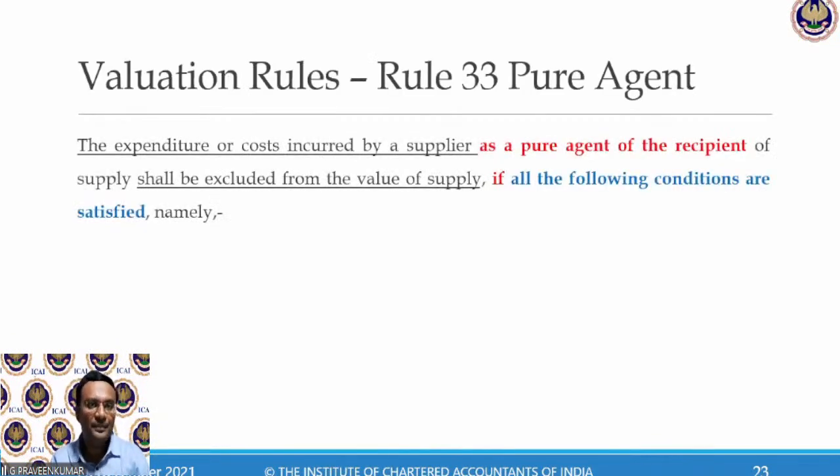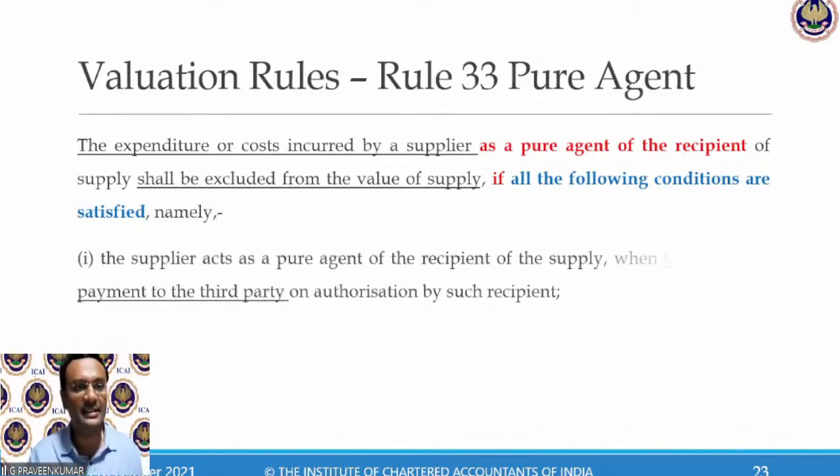So what they say is, the expenses or costs incurred by a supplier, if I act as a pure agent on behalf of the recipient, shall be excluded from the value of supply. Now the answer to that first question, I would say that if I act as a pure agent, then the money I've spent shall be excluded from the value of supply if all these conditions are satisfied.